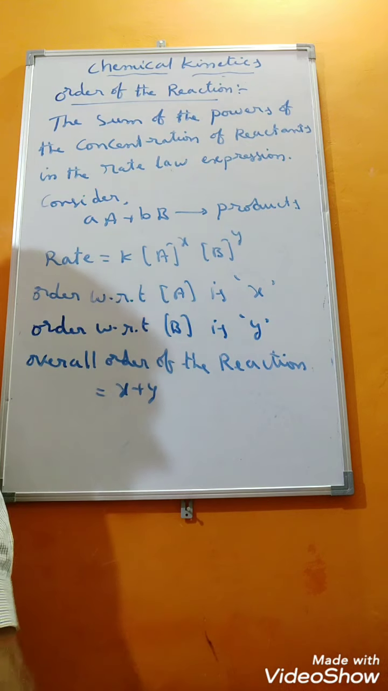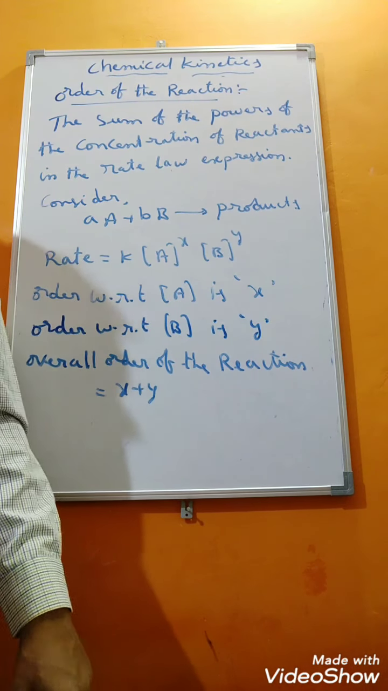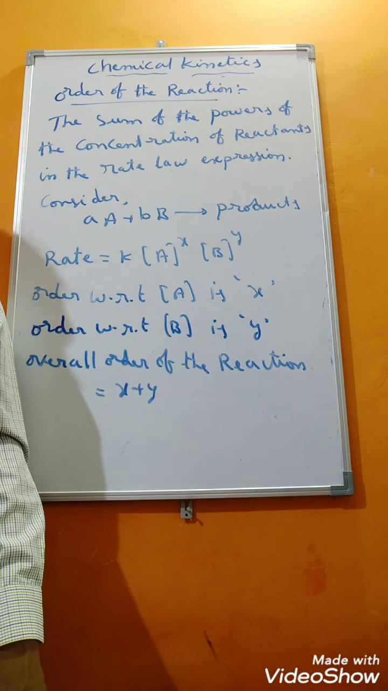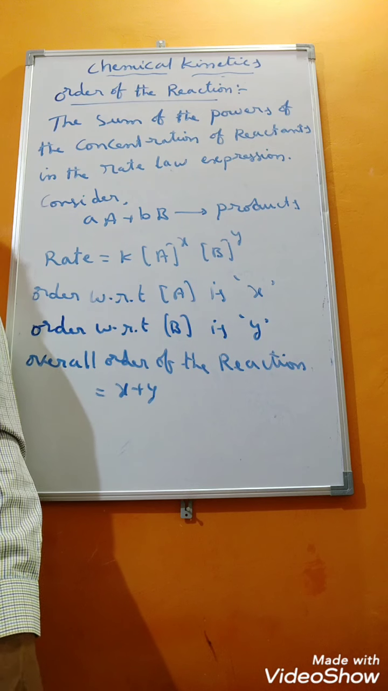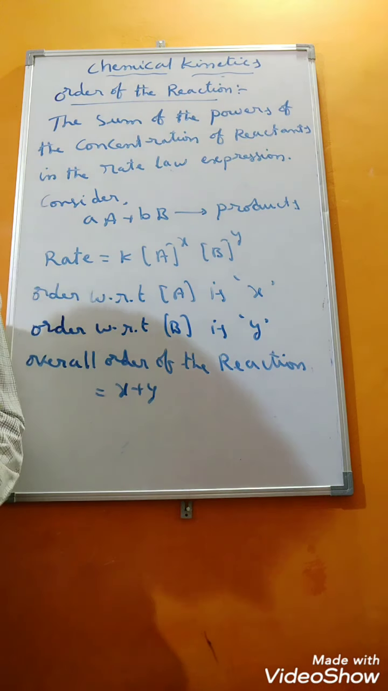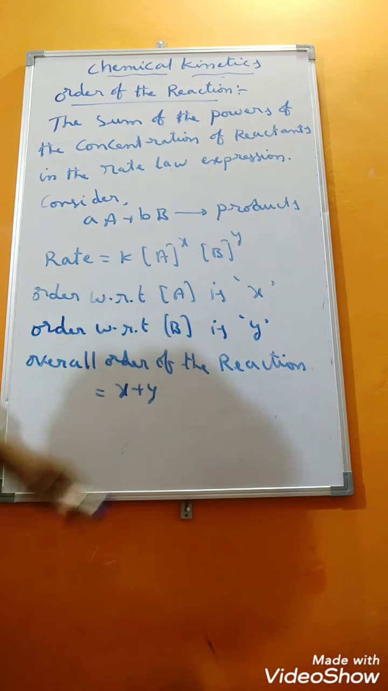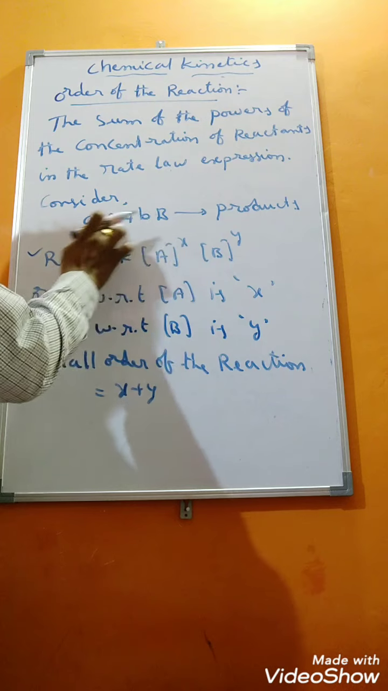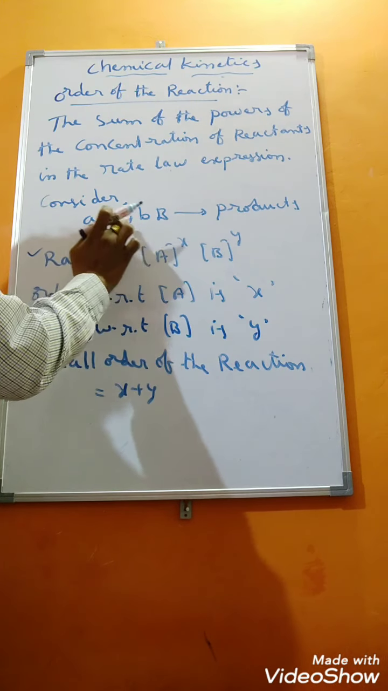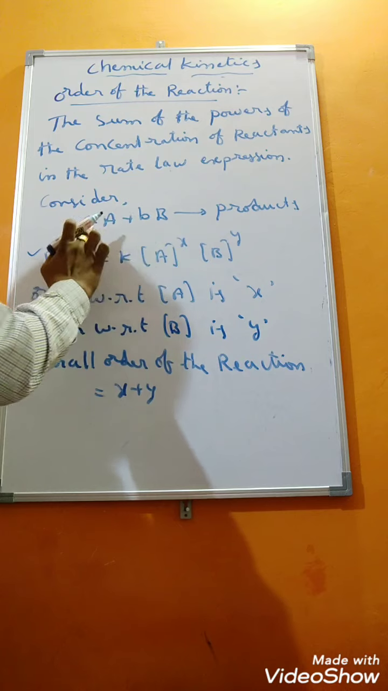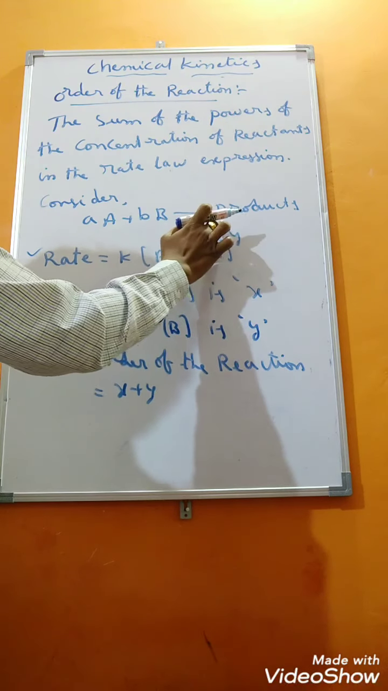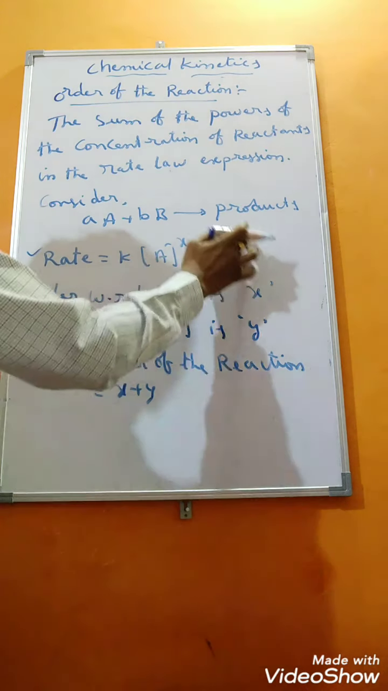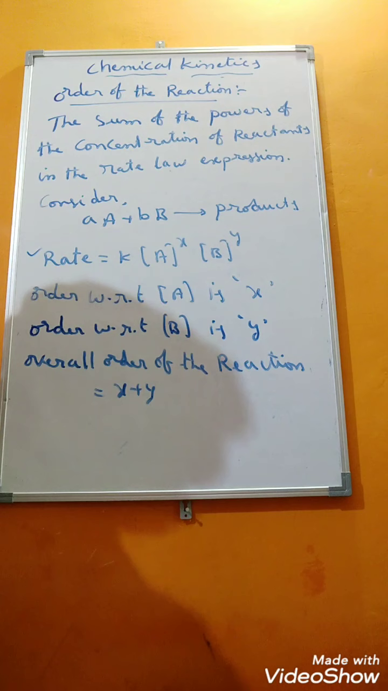But a chemical reaction completing in a single step is a very rare case. Most of the reactions are complex reactions. They take place in many steps. Right, students? So the order of the reaction we calculate only by using the rate expression, not by using the chemical reaction. We cannot measure the order of the reaction by looking at the balanced chemical equation, but we can measure it by looking at the rate expression.